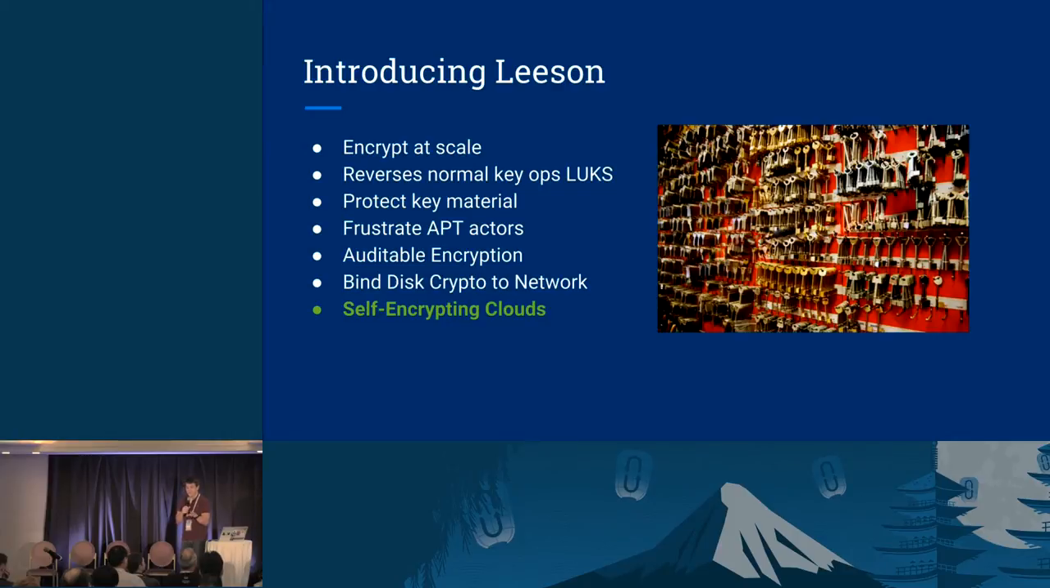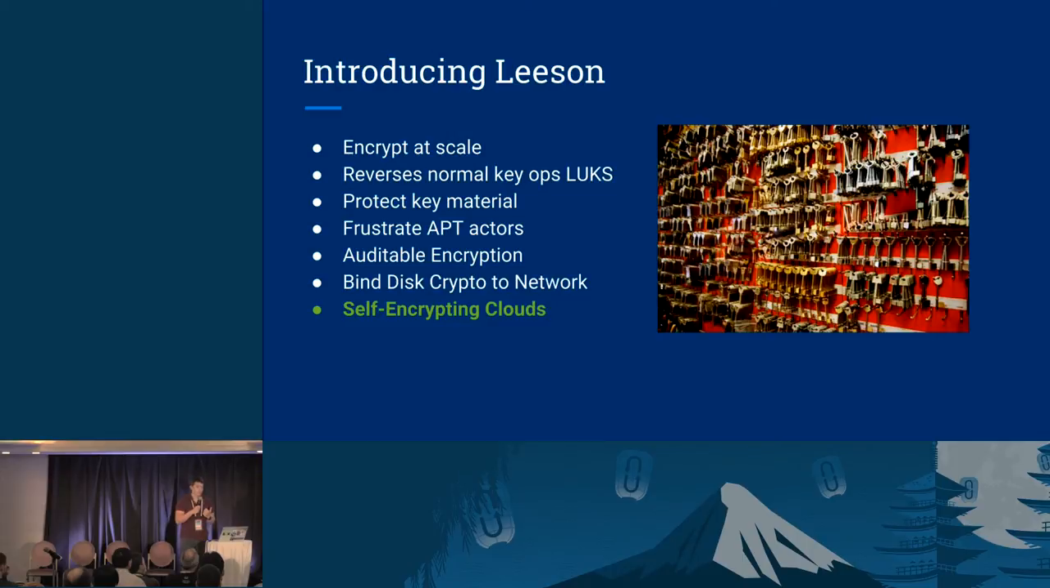It reverses normal key ops, so we go to a pull model instead of a push model. And that means we have to change some things about the way parts of the system come up, but it allows us to make some interesting guarantees against certain threat actors. But basically what it's doing is binding disk crypto to the network.